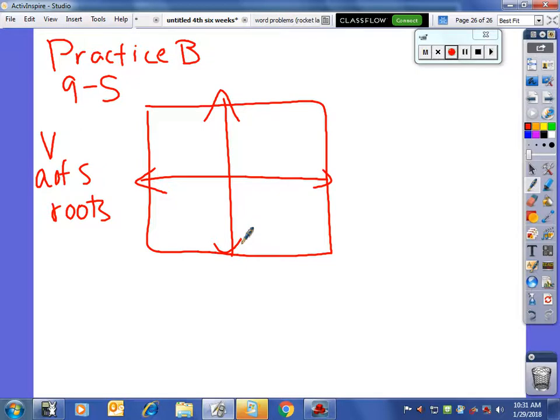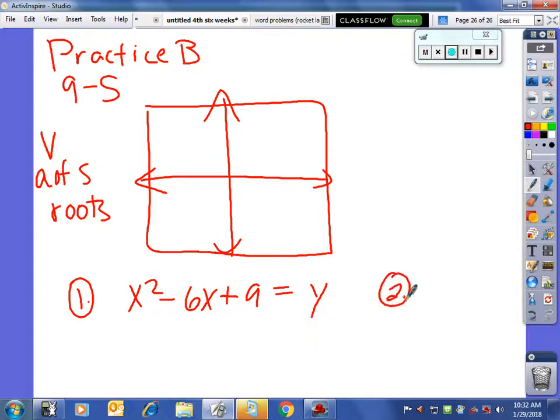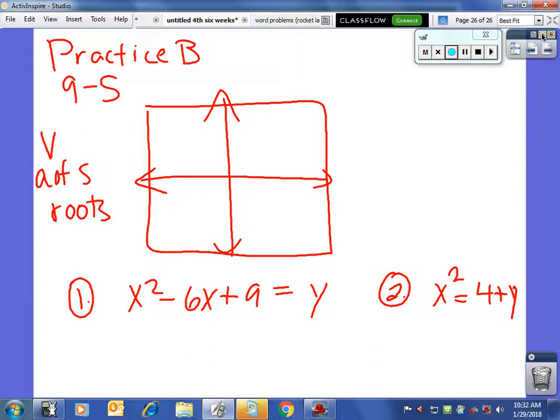But not all of them are set up yet. To graph a function, it needs to be in the form y equals. Look at number 1. Number 1 is ready to go. X squared minus 6x plus 9 equals y. That one's ready to go. Look at number 2, though. Number 2 says x squared equals 4 plus y. That's not ready to graph yet.